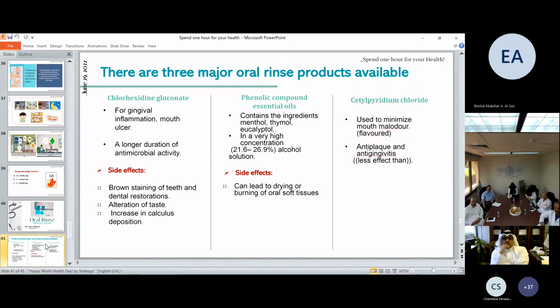Later on, we will take some examples and explain the product name of each family. The third type is cetylpyridinium chloride, usually used for mild odor. Some patients complain of mild odor in their mouth. They do brushing, but still they complain. So maybe we can use this one for daily use, but with less anti-plaque and anti-gingivitis effect than the others.